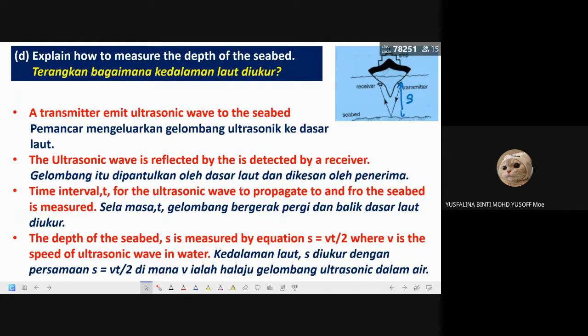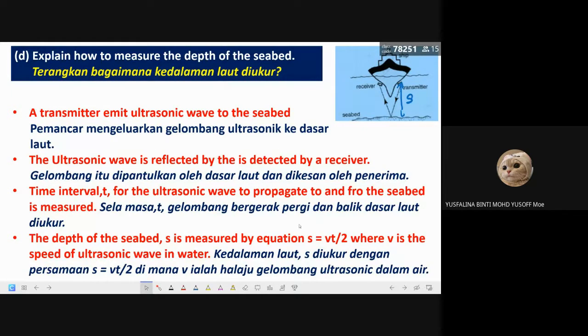So this is actually an example for a 4 marks question, on how to do the explanation part. Explain how to measure the depth of the seabed. First, you have to say the transmitter emits the ultrasonic wave, the one that I explained just now. It will be reflected by the seabed and go to the receiver. Then the time interval is recorded, from the time it is transmitted until it is received by the receiver. Then by using the formula, you have to state the formula, and then you can get the marks. So these are the 4 points that you need to state.